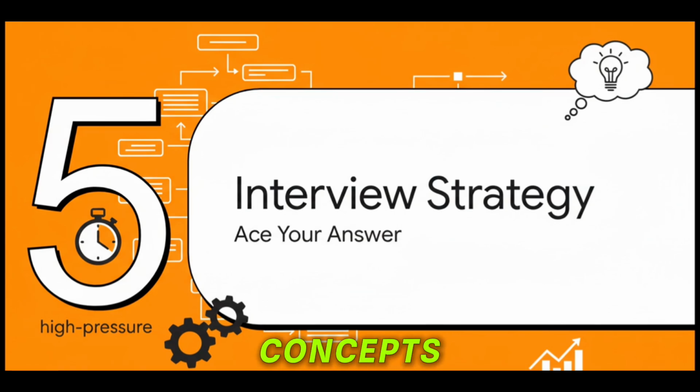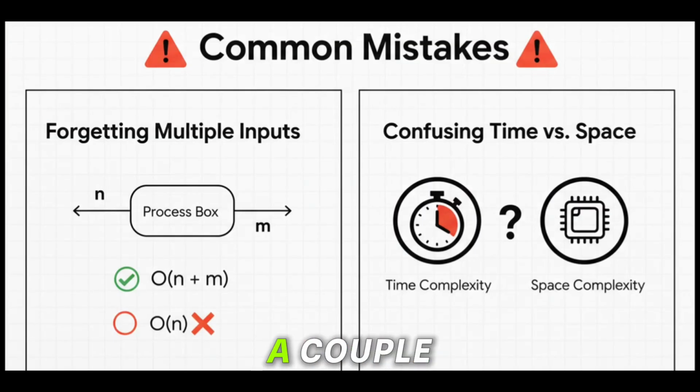All right, let's bring it all home. You get the concepts, you know the library analogy, you've got the simplifying rules. How do you package all of this into the perfect answer that's going to wow your interviewer? First, let's sidestep a couple of common mistakes. If your function takes two different inputs, say two different lists, you can't just call them both n. You got to be more precise. It's O of n plus m.